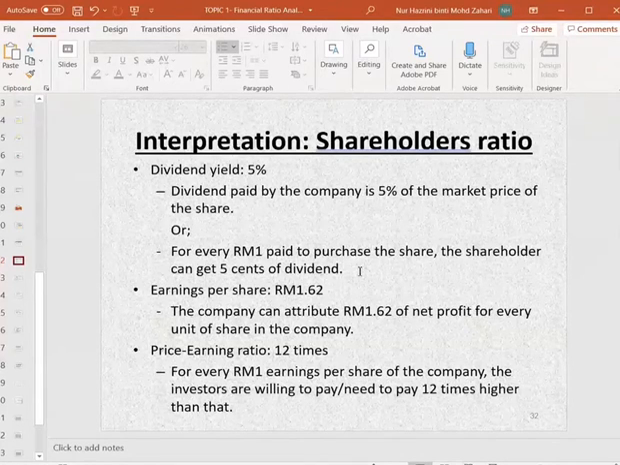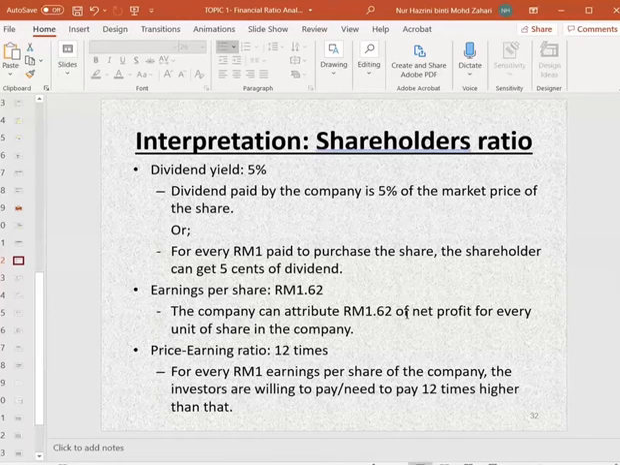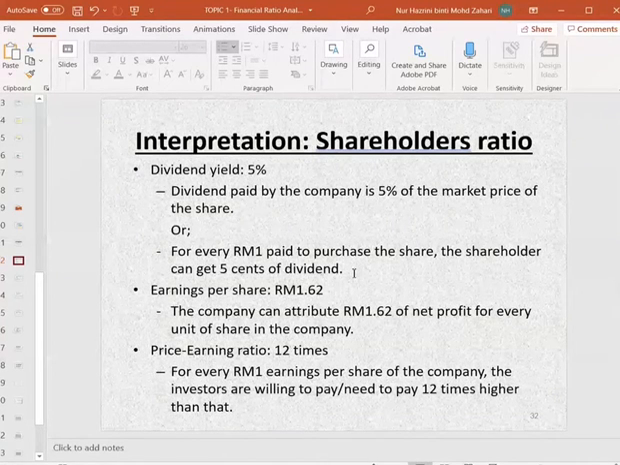Okay. So next one, earnings per share, 1 ringgit 62. The company can attribute 1 ringgit 62 of the net profit for every unit of share in the company. This one also, the higher, the better. So it is not really related to dividend yield, because dividend is what we calculate with the real payment of dividend. But the earnings per share, we just calculate based on the profit.